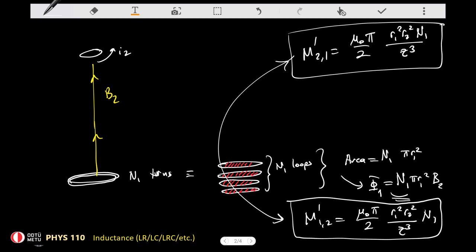And finally, it's just a final remark. If the second one is also a coil with N2 turns, in that case, of course, I have to multiply the mutual inductance with the number of turns of each circuit. So there will be an N1 N2 multiplying factor in there. So this is actually a common theme. Whatever the shape of the circuits are, if you have a coil with a number of turns, mutual inductance is proportional to the number of turns.